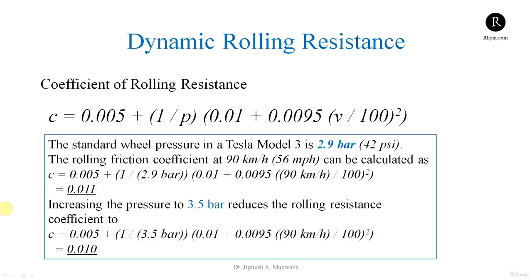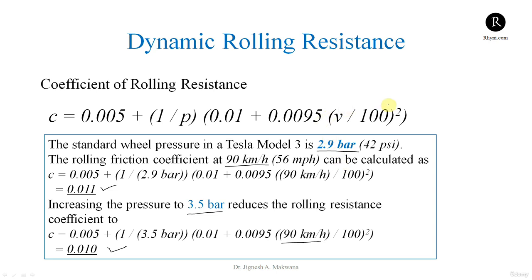If we take a case, the standard wheel pressure in Tesla Model 3 is 2.9 bar. Here with the same speed of 90 km per hour, I just changed the value of pressure. To understand, if pressure is increased from 2.9 bar to 3.5 bar, the value of rolling resistance changes from 0.011 to 0.010, right? So high tire pressure means low rolling resistance. You can also calculate the opposing force in Newton if you have the value of mass, right? So this way you can calculate it.